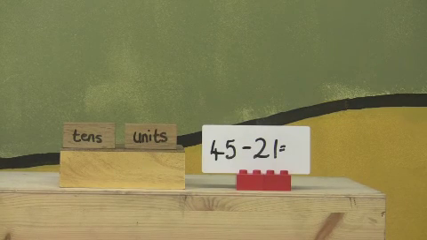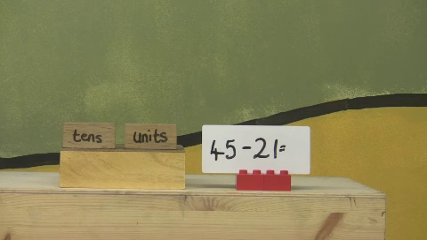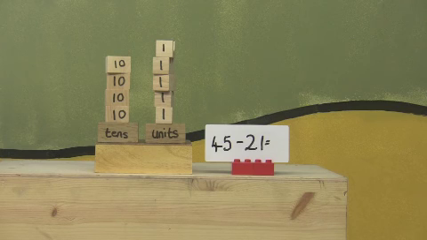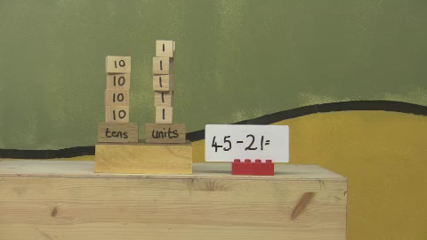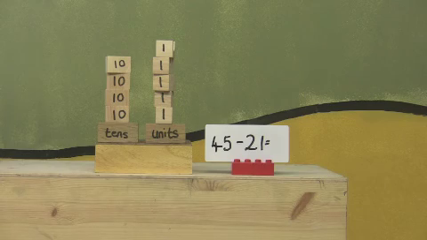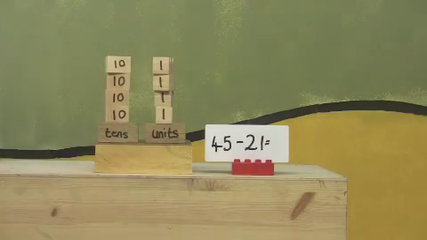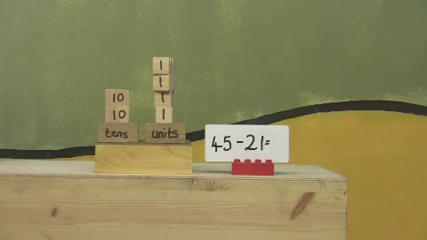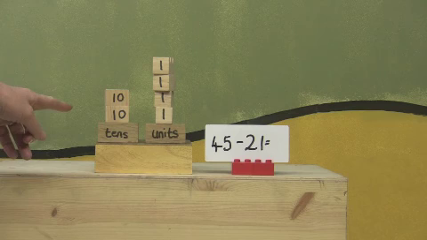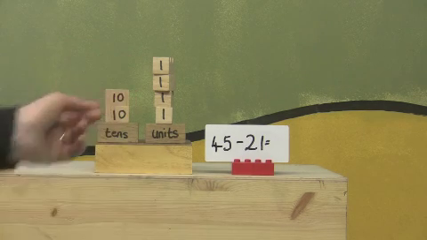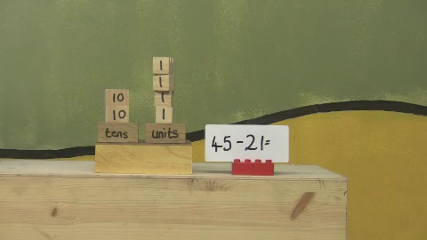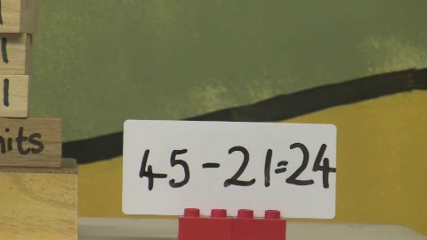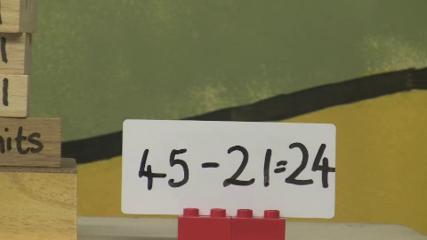Let's try 45 take away 21 using tens and units. Here's the 45 made with the tens and units. Starting with the units, I must take away 1 from 5. 5 take away 1 is 4. Over to the tens. 4 take away 2 is 2. The answer, 2 tens and 4 units. Two tens and 4 units is 24. 45 take away 21 is 24.